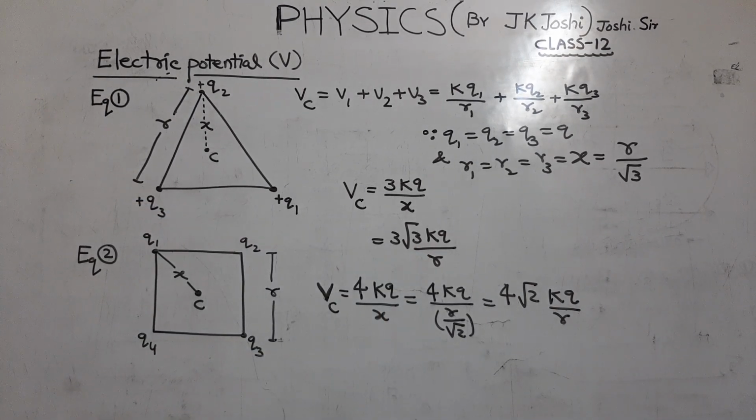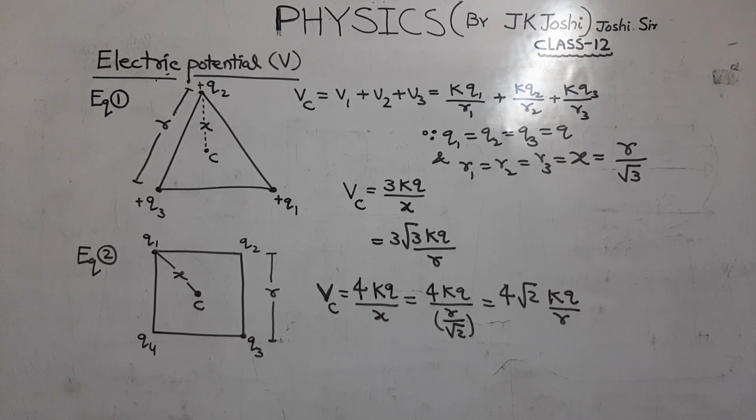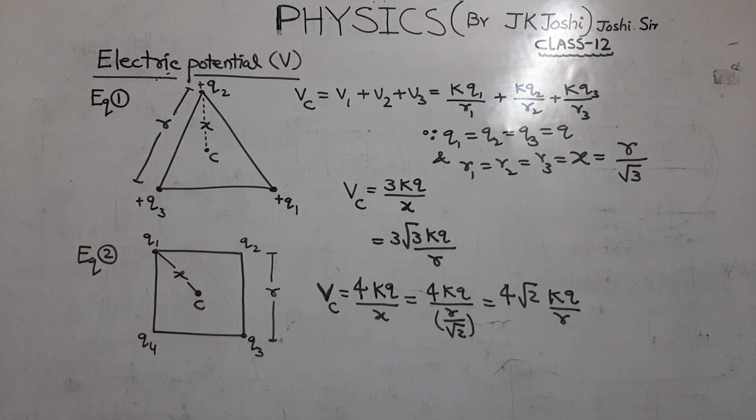In our second example, there is a square where charges Q1, Q2, Q3, Q4 are present at the corners of the square. So finally we obtain the potential, that is 4 root 2 KQ by R. We know the value of X is equal to R by root 2.